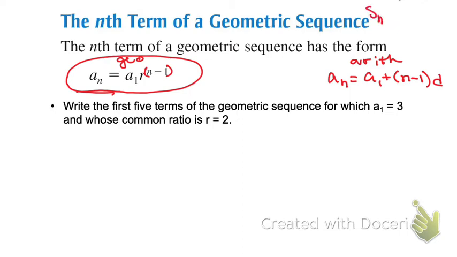S equals n over 2 times a sub 1 plus a sub n.